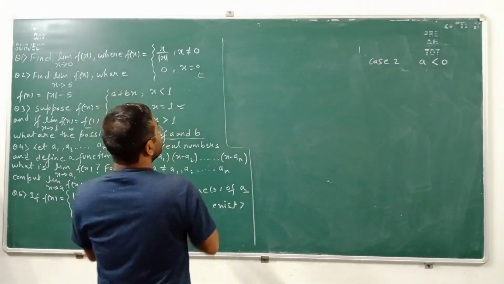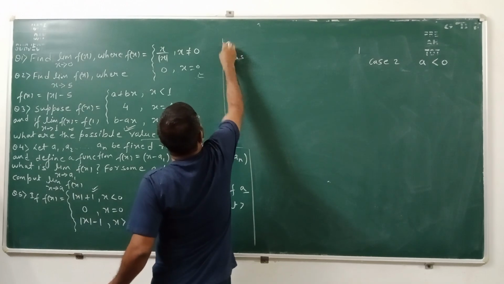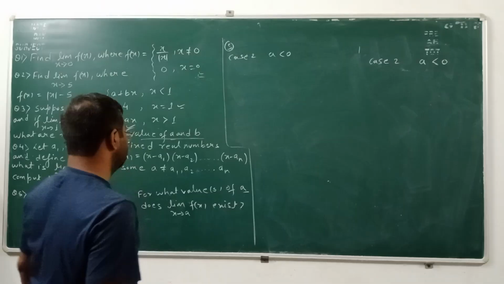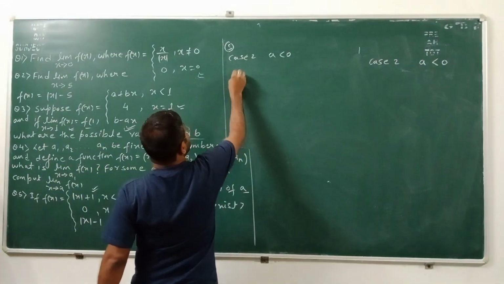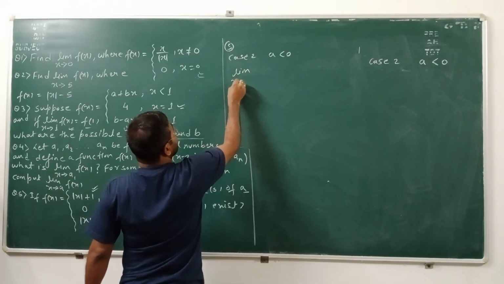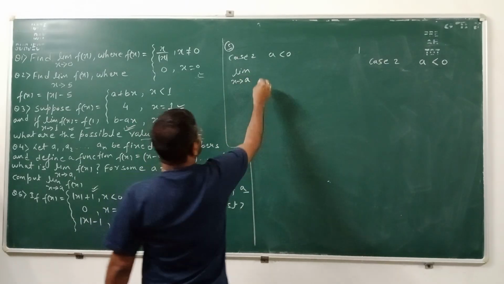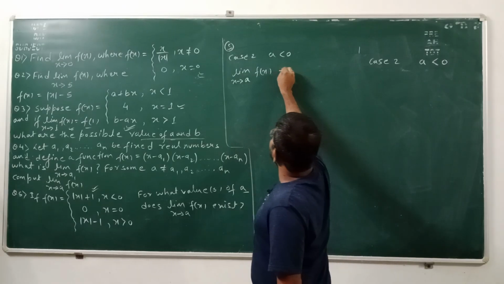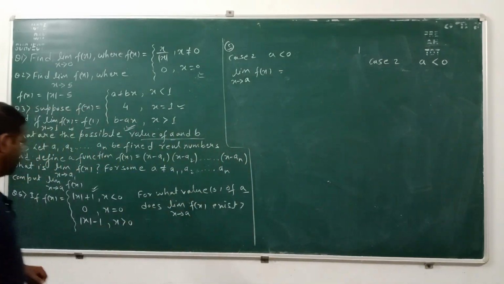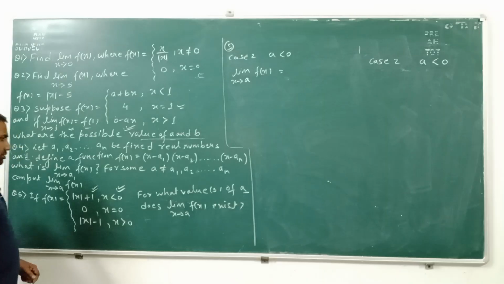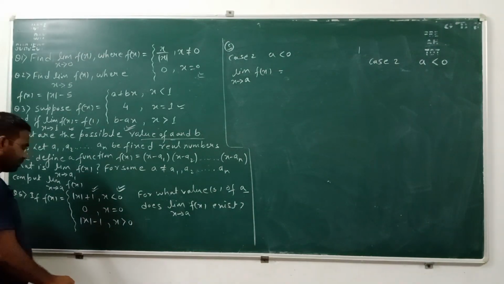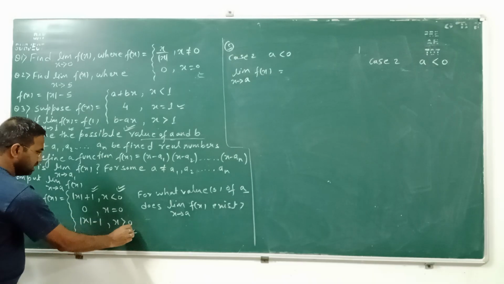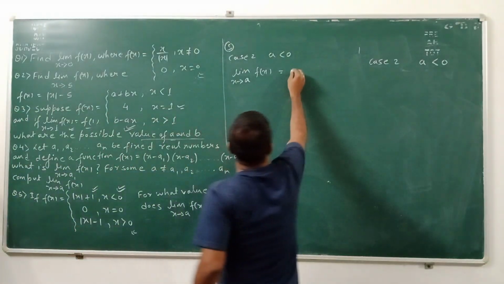Okay, now see case 2, fifth one we are doing. A is less than 0. A is less than 0 means a negative, which is asking limit x tends to a f(x). Now if a is less than 0, then we will consider this value, and for a is greater than 0, we will consider this other value. Okay, so see here what you will write.